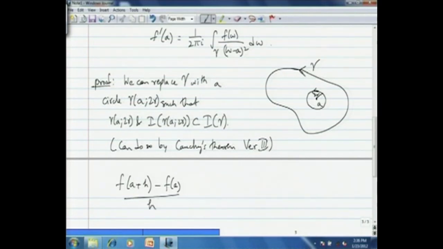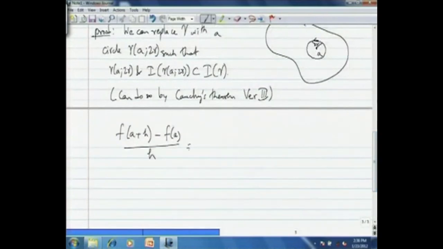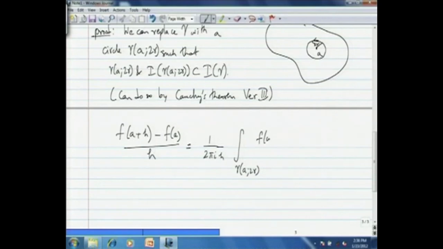which in the limit will give you the differentiation of f. Using Cauchy's integral formula for f, which we have already proved, this is 1 by 2 pi i times, well, there is this h in the denominator, and then the integral over this gamma a to r. I am going to apply Cauchy's integral formula for f of a plus h, that will give me f of w by w minus a minus h, and then for f of a, that will give me f of w by w minus a, all this times dw.